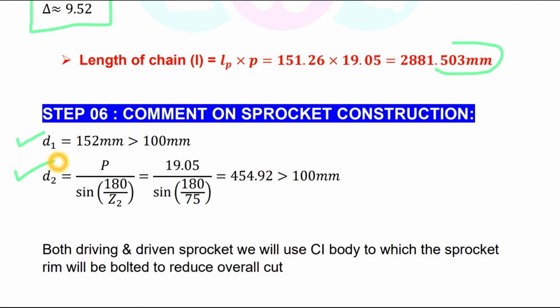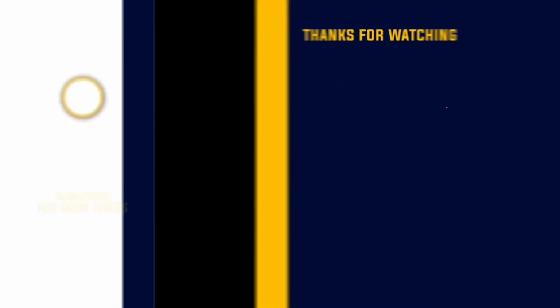The diameter of the large sprocket D2 is P upon sine(180 upon Z2). Z2 is 75. P is the pitch. Substitute all values and you get D2 equal to 454.92, which is greater than 100 mm. This formula you will get on PSG page number 7.78. For the driving and driven sprockets, we will use a CI body to which the sprocket rim will be bolted, to reduce overall cost. Okay, so thank you.